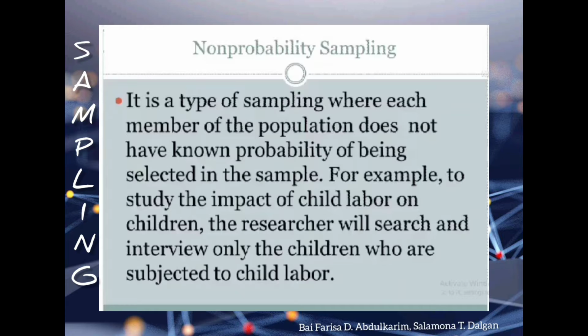that have known probability of being selected in the sample. For example, to study the impact of child labor on children, the researcher will search and interview only the children who are subjected to child labor.